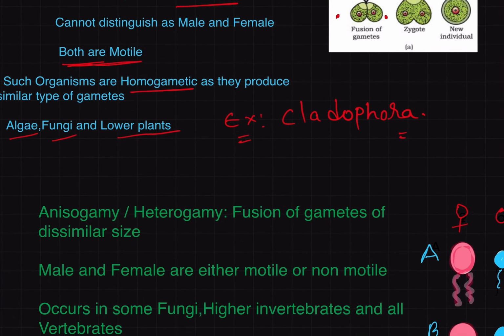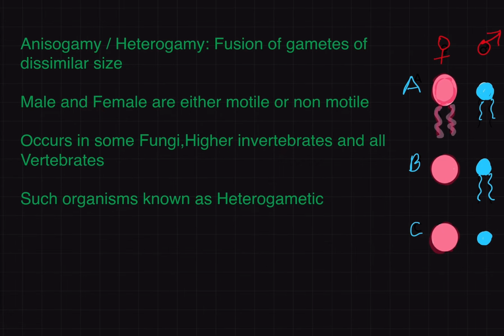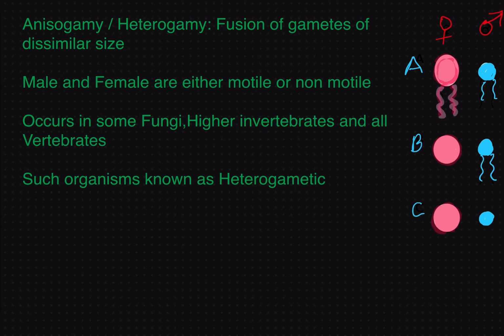Now, coming to the second type, anisogamy. Anisogamy is otherwise called as heterogamy. Why are we calling it as heterogamy? Because hetero means different. That means here the gametes that are involved in fusion are dissimilar in size. That is, you can differentiate which is male and which is female. But depending on whether the gametes are motile or non-motile, there are three types of anisogamy.